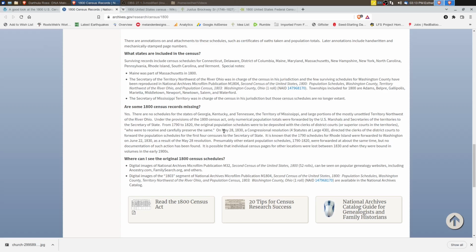All of the states were counted, including some outlying territories, but not all of the census forms survived. So there are some missing records, particularly for Georgia, Kentucky, Tennessee, the territory of Mississippi, and a large part of Ohio. And again, there were some areas that were included with other states. For example, Maine was included with Massachusetts in the 1800 census. And then there's some breakdown of what was included in Ohio on this page.